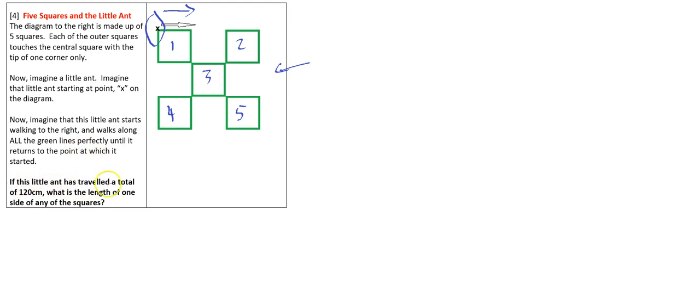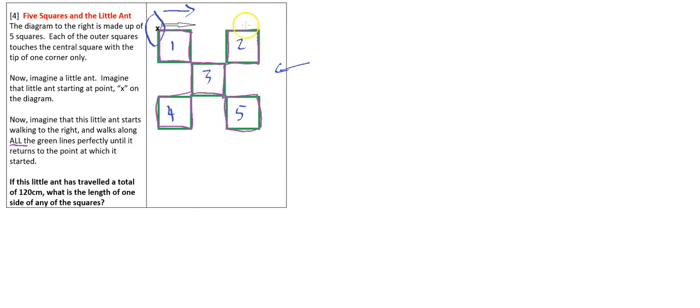If this little ant has traveled a total of 120 centimeters, what is the length of one side of any of the squares? Okay, and that's a little bit confusing, so let's have a look. Let's do the walk that the ant makes. It says here, imagine this little ant starts walking to the right and walks along all the green lines perfectly until it returns to the point. So let's trace that. He would go here, 1, 2, 3, 4, 5, 6, 7, 8, 9, 10, 11, 12.